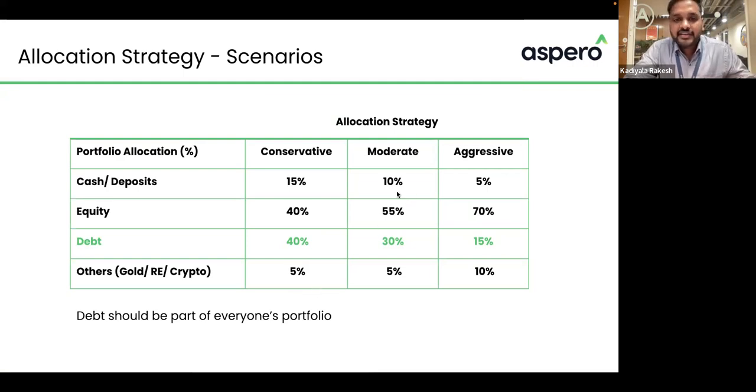And if he is a moderate investor, then 10% he can invest in cash or deposits, 55% into equity, 30% into debt, and 5% into others. And if he is an aggressive investor, 5% he can invest in cash and deposits, 70% equity, 15% debt, and 10% in gold, real estate, and crypto. So what we are trying to say is debt should be a part of everyone's portfolio.